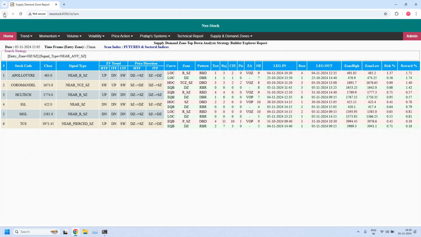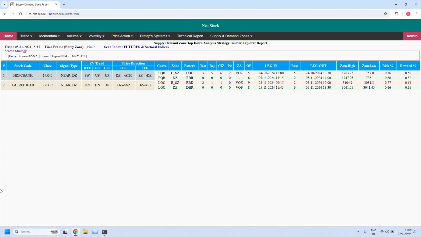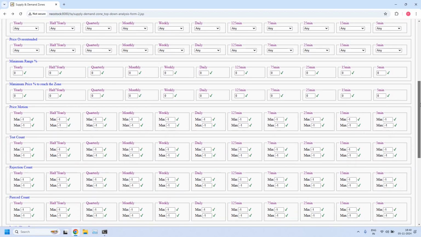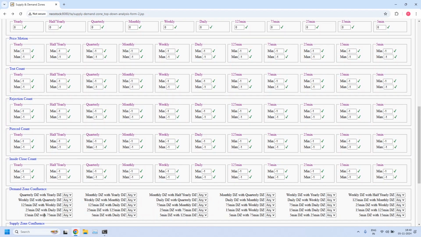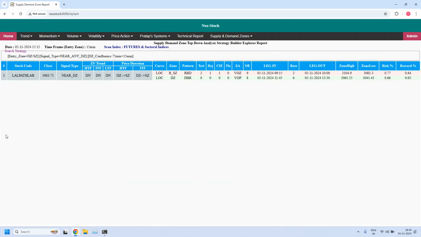Next time frame is 15 minutes. Let us find the stocks near 15 minutes demand zone. 2 stocks only filtered. Let's verify whether any of these two stocks have ITF demand zone confluence. That is a 15 minutes demand zone with 75 minutes demand zone confluence. So I'm enabling the filter. With this filter, we got only one stock having an ITF confluence.